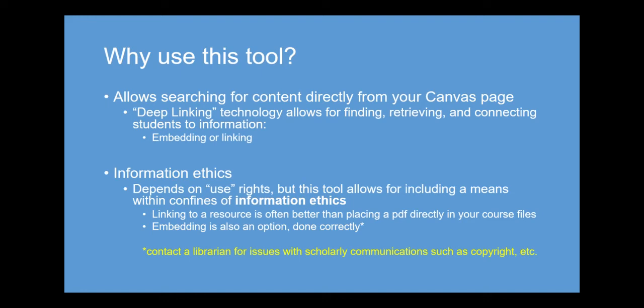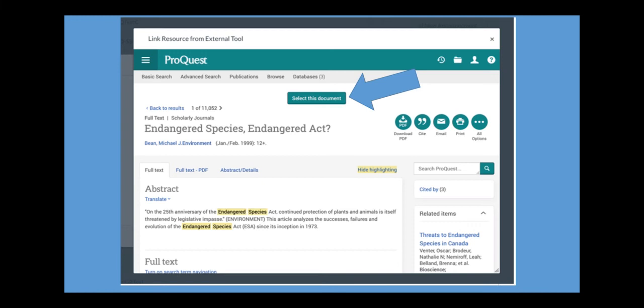But regarding information ethics, sometimes the best way to get to these resources is just to make sure you're linking to the resource from your Canvas page, and this will allow you to do that, or embedding it in the correct way. So this is what it will look like when you use the tool to search for an item, an article within the Canvas ProQuest tool. It will take you to the option to find the article, and once you do, you'll see this little select this document option where the arrow is pointing to, which is what you'll click to embed or link within your course, and I'm going to show you how to do that now.